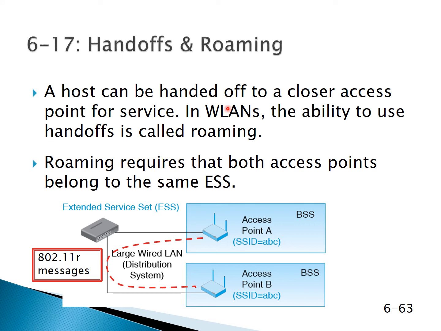So a host can be handed off to a closer access point for service. Again, when you are walking around on campus, say from the library to another building, you will be handed off from the wireless access point at the library to the wireless access point in the other building when you are getting closer to that building. So in a wireless LAN, the ability to use handoffs is called roaming. Roaming requires that both access points belong to the same ESS, with the same SSID. Otherwise, you just have to reconnect to a new Wi-Fi network. This one is covered by 802.11r.